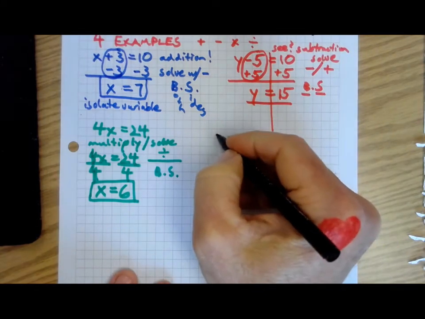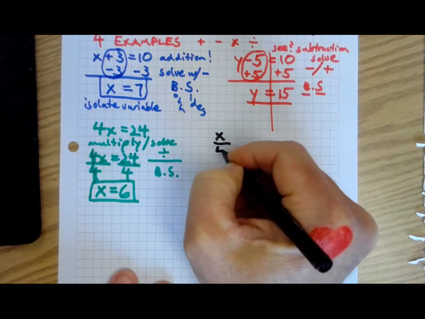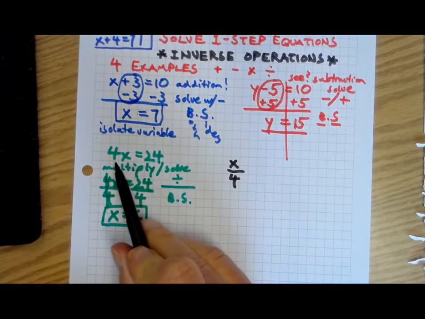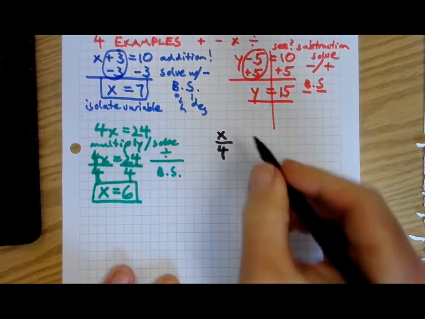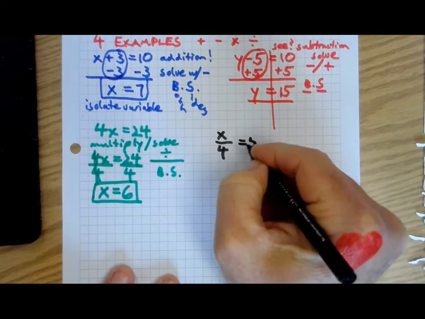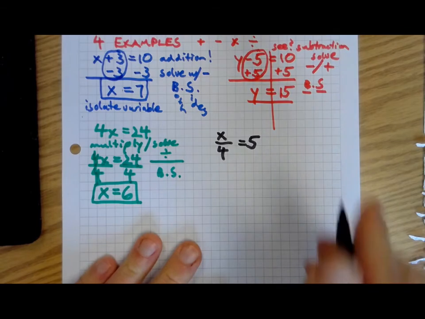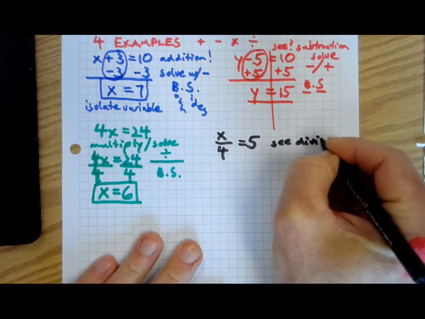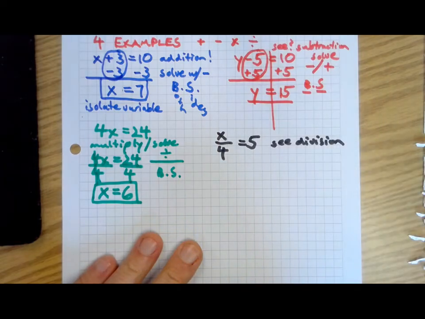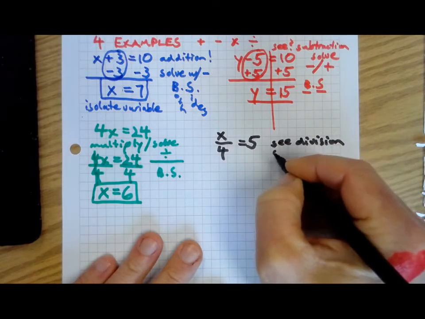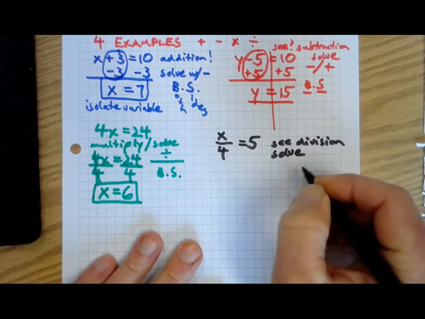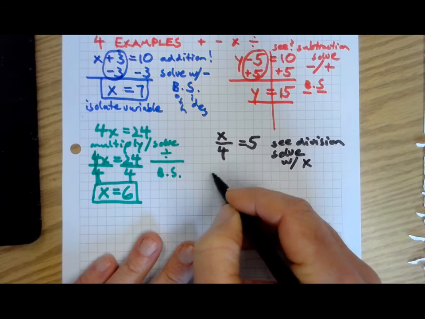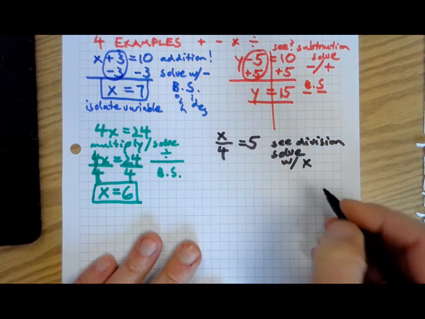You could probably guess what's happening here since we've done addition, subtraction, multiplication. What's this going to be? Division. Yeah, sure. You are correct. So we see division. What's the opposite of division? The inverse operation? Right, multiplication. We solve with multiplication. So we need a little bit of room on both sides here.